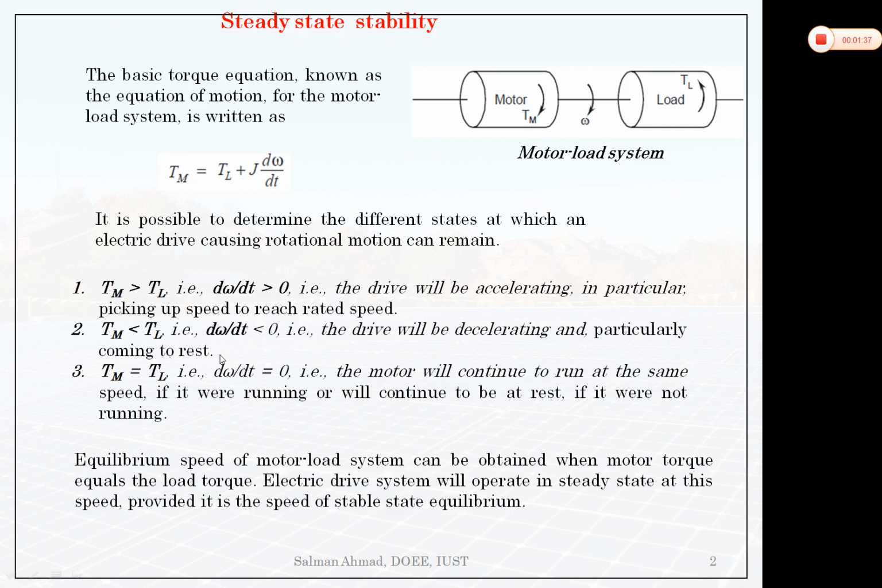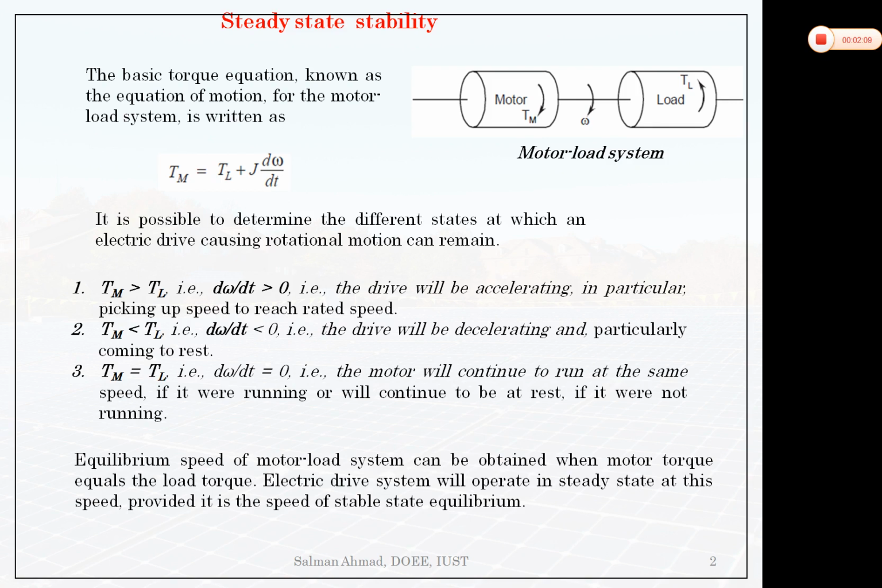and it will come to rest. Then the third condition, when Tm is equal to TL, then J d omega over dt will be 0. That is, angular acceleration will be 0. So the motor will continue to run at the same speed if it was running, or it will continue to be at rest if it was not running.